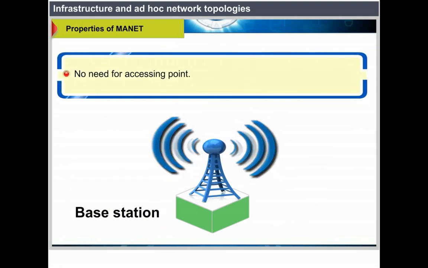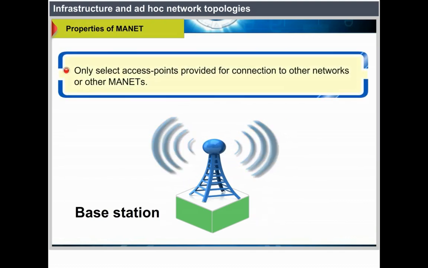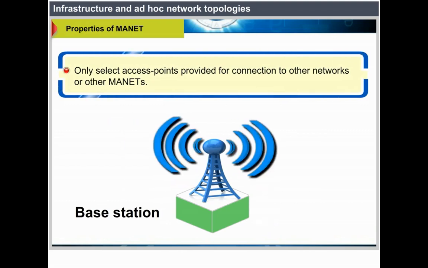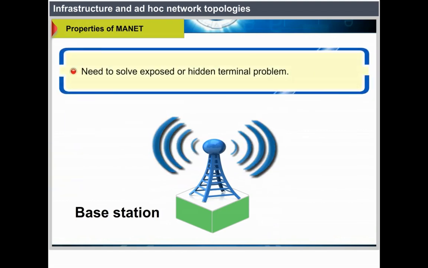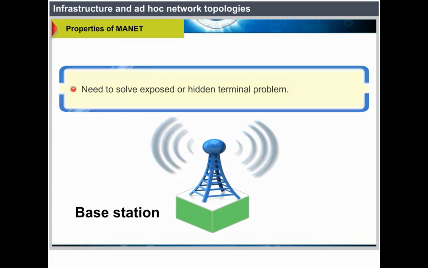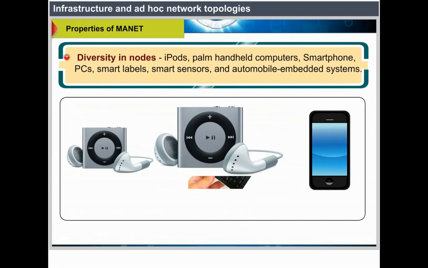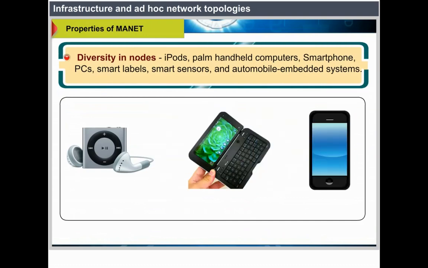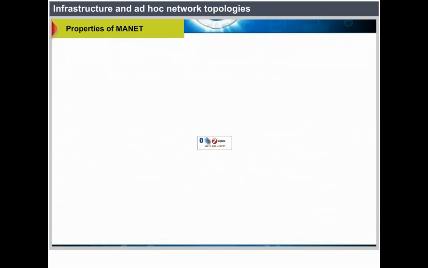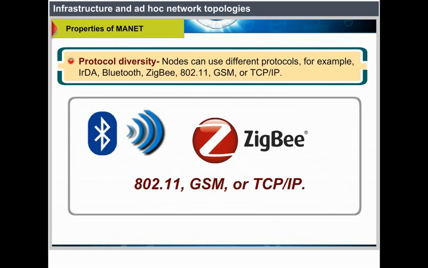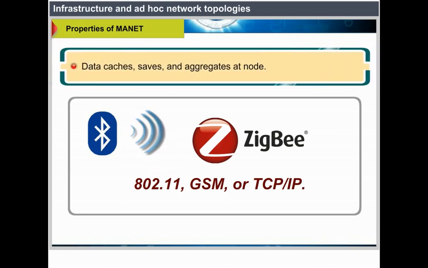No need of access point. Only selected access points provided for connection to other networks or other MANETs. Need to solve exposed or hidden terminal problem. Diversity in nodes: iPods, palm handheld computers, smartphones, PCs, smart labels, smart sensors and automobile embedded systems. Protocol diversity: nodes can use different protocols, for example IRDA, Bluetooth, ZigBee, 802.11, GSM, or TCP/IP. Data caching, saving and aggregation at node.